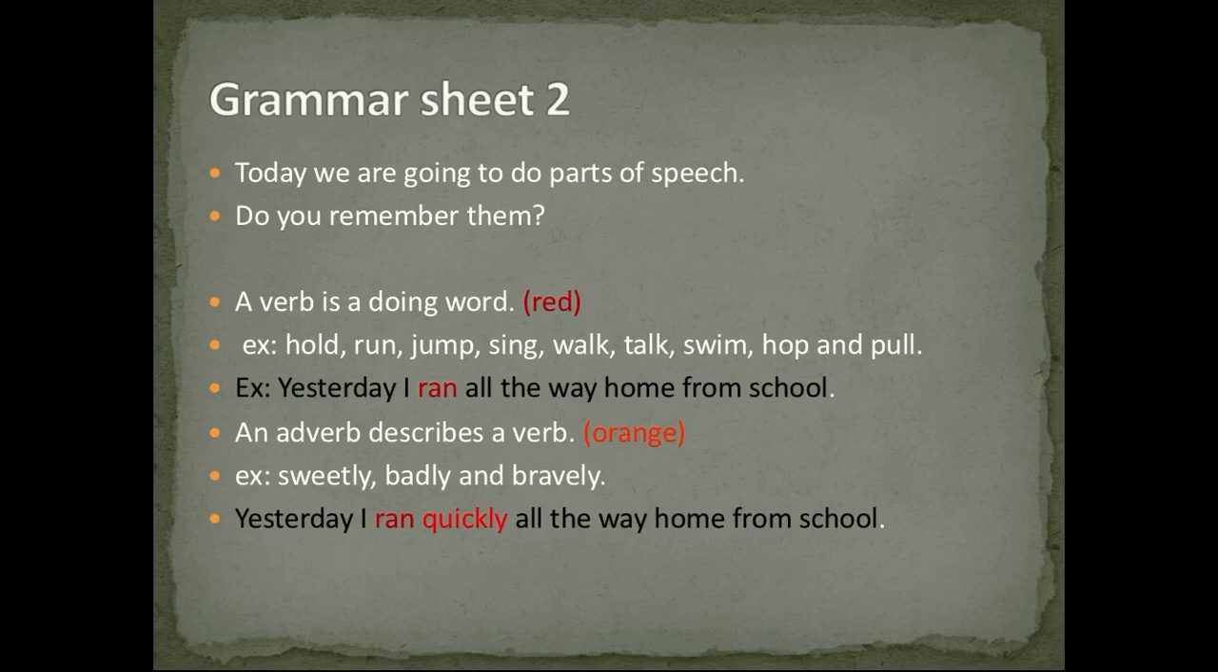Example here we have: yesterday I ran all the way home from school. I have the verb ran. It's the past of run. It's an irregular verb. It's ran. So that's why I wrote it in red, because it's a verb. It's something you do. When you run, it's something you do. Yesterday I ran all the way home from school.